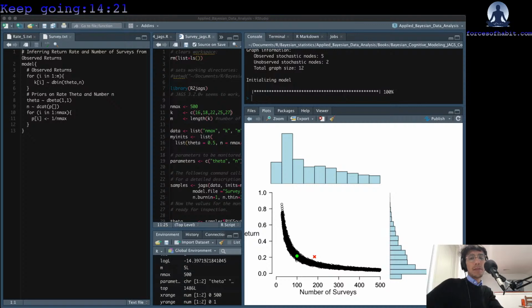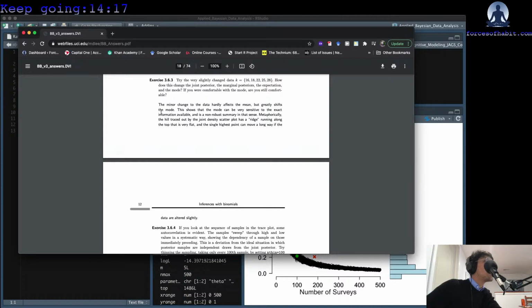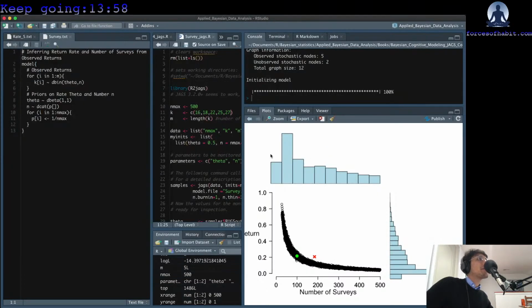What did the book have to say about that? Minor change to the data hardly affects the mean, but greatly shifts the mode, right? So mode's very sensitive to the exact information. Altering it slightly really moves everything.